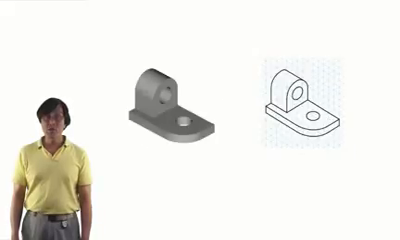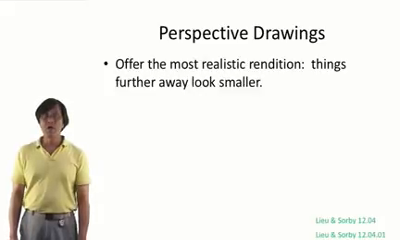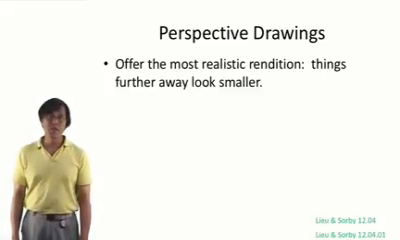If the object has a curved surface, then instead of showing all the edges, we show an optical limit of the curved surface. A perspective drawing offers the most realistic rendition of an object, and this takes advantage of the fact that objects that are closer to you appear larger, and parts of the object that are further away look smaller.